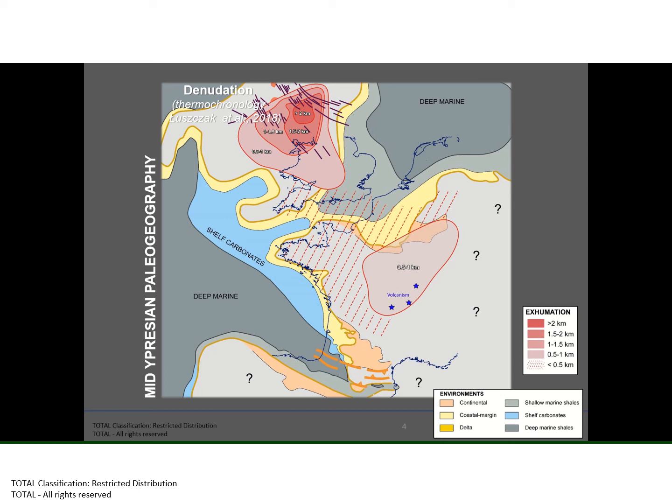In terms of far-field deformation, we have characterized here short-wavelength radial uplifts in red, which we interpreted as the surface expression of dynamic topography related to mantle plume activity. So here we have a second type of far-field deformation, which is related in this case to the opening of the North Atlantic and the Iceland plume activity, and not to the Pyrenean convergence.